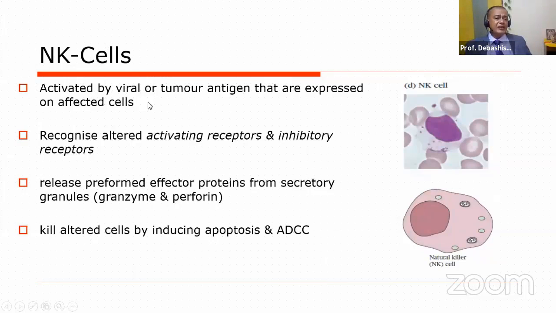NK cells are activated by viral or tumor antigen that are expressed on affected cells. They recognize altered activating receptors and inhibitory receptors. They release preformed effector proteins from secretory granules known as granzymes and perforins, and they can kill altered cells by inducing apoptosis and antibody dependent cellular cytotoxicity. This is a picture of an NK cell.